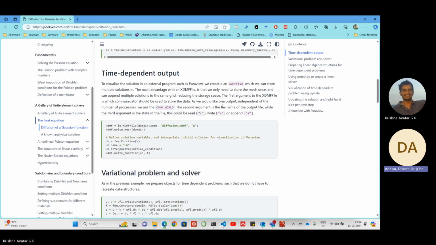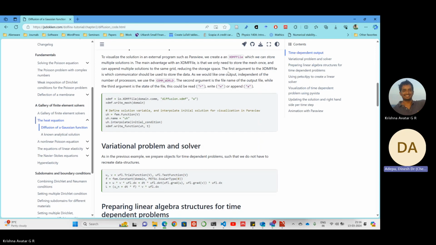Same file. Yeah, that's some output. It's good. At least we know the HTML file exists. And yeah, the first argument to the XDMFFile is which communicator should be used to store the data. The file writer is implemented in the class called io. So io is input output in the FEniCSx package. Then we prescribe which communicator, that is domain.comm, the file name, and then the mode in which we are writing. Then we first write the mesh.